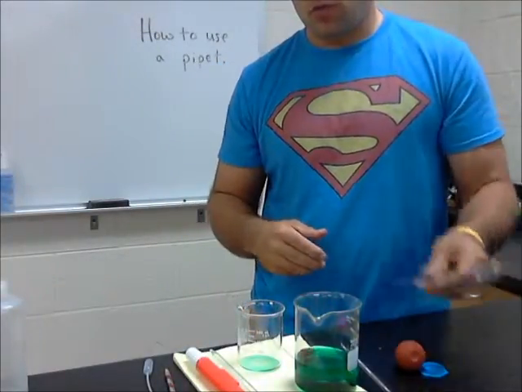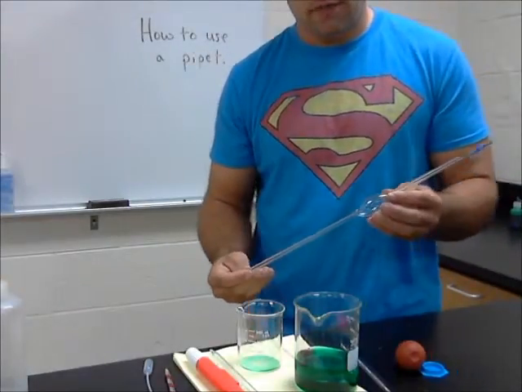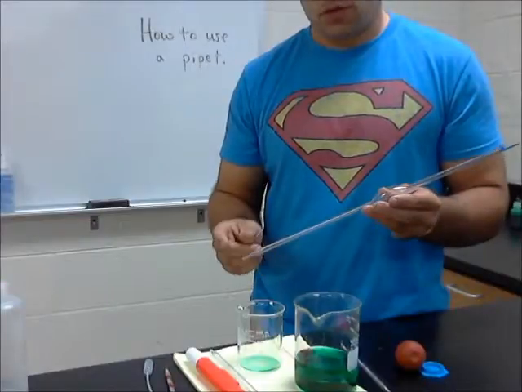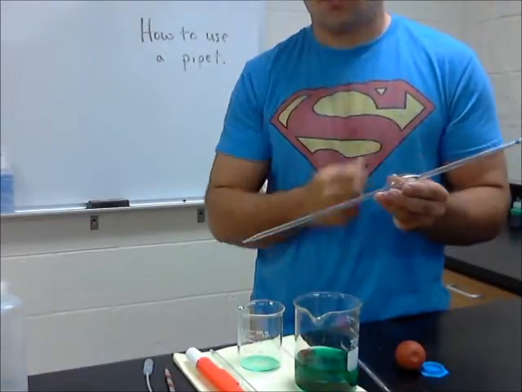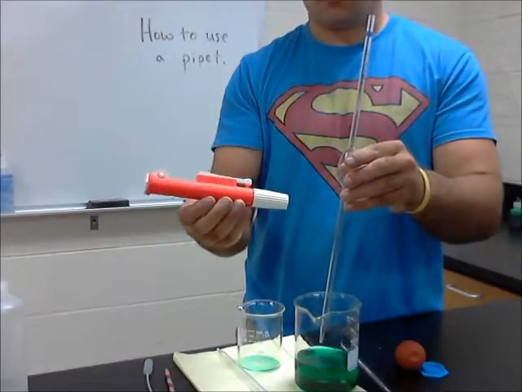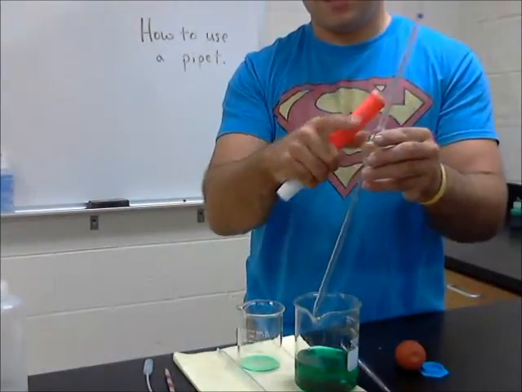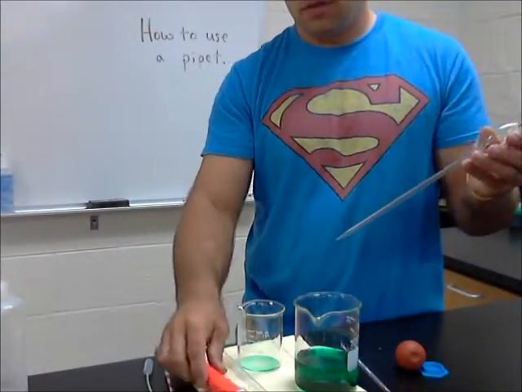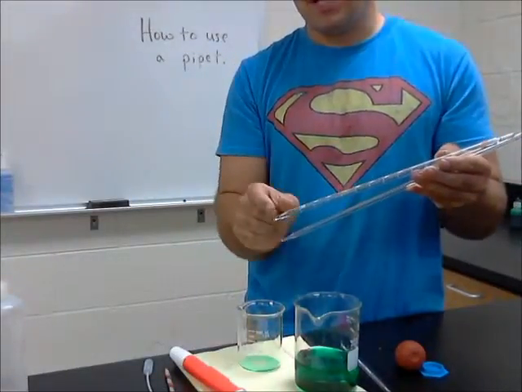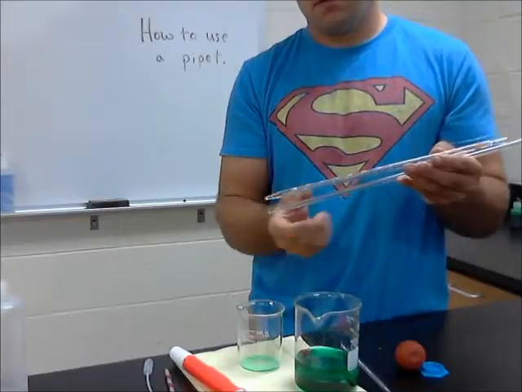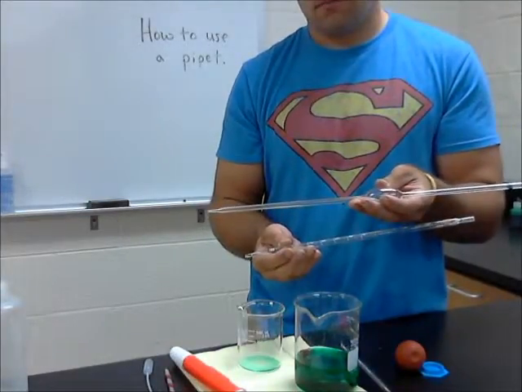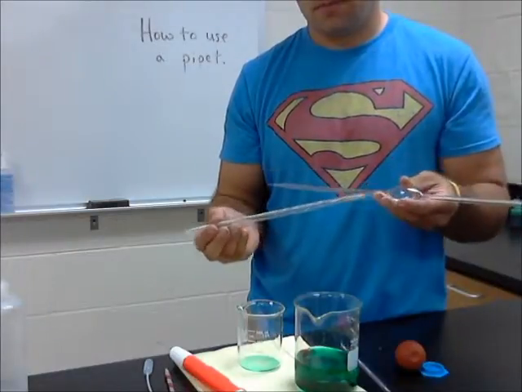The only difference between a graduated and a volumetric is that the volumetric only measures one volume. So from the tip to this line is 25 milliliters. I would draw up the liquid with some sort of device, and I would dispense the entire amount. Whereas with a graduated one, you'd only dispense between lines. You'd never dispense the tip. The volumetric one, you dispense the entire thing. That's an important difference between these two.